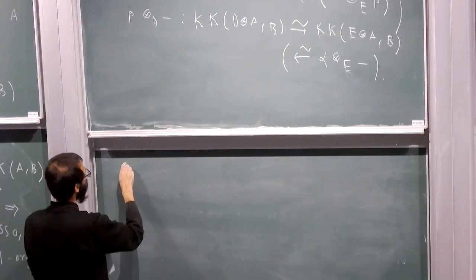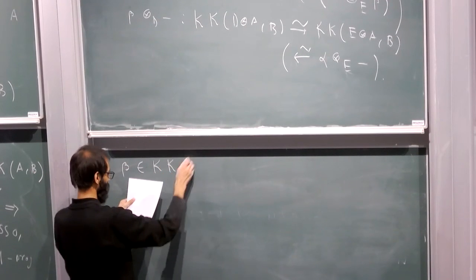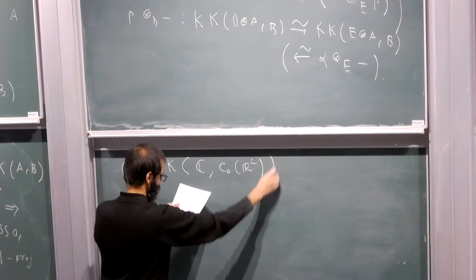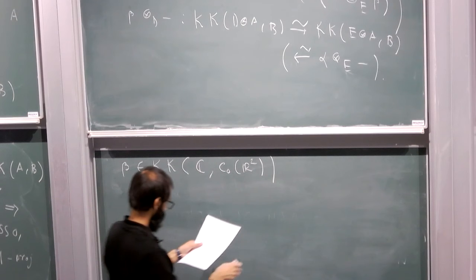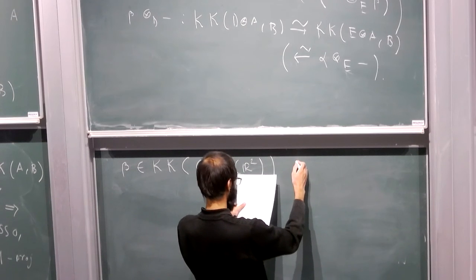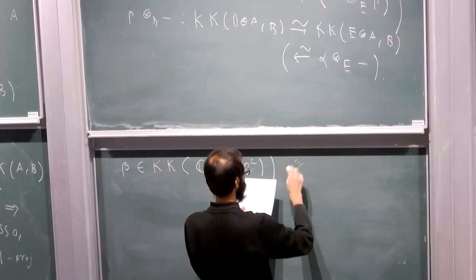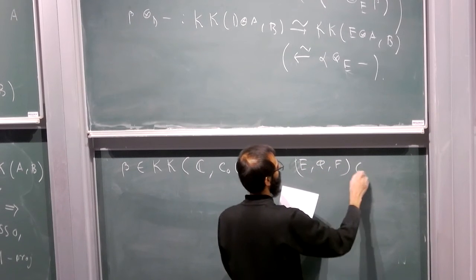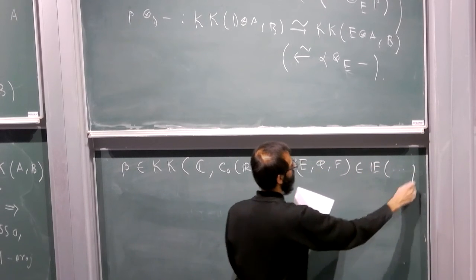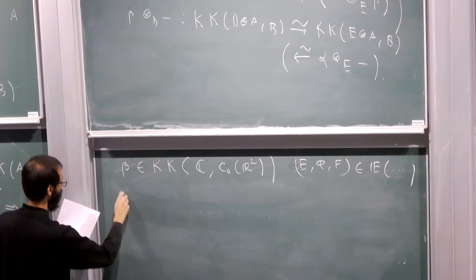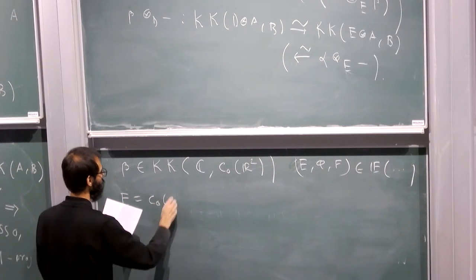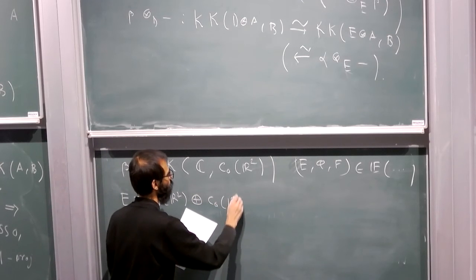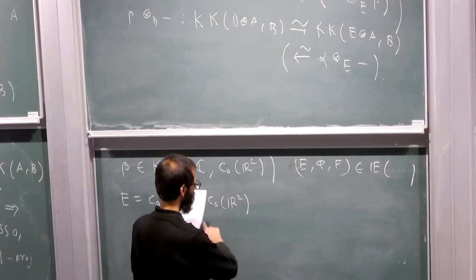So beta is represented by the class of E, phi, F in E(C, C0(R2)), where E is just 2 copies of the Hilbert module, and it is graded as follows.